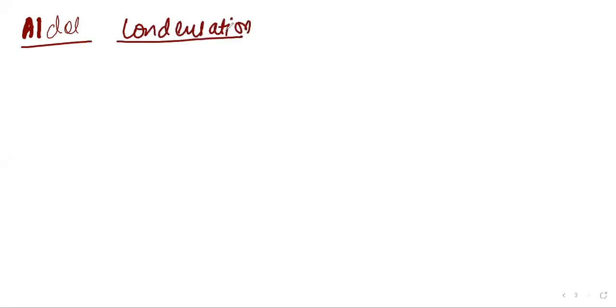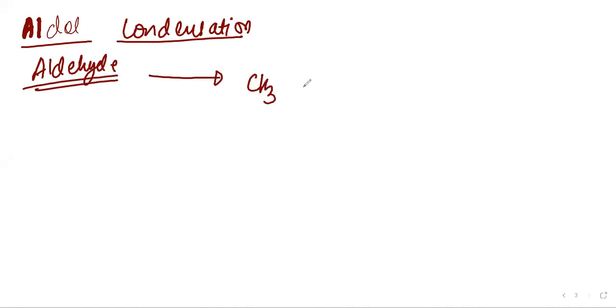So who does aldol condensation? Aldehyde. So I will take aldehyde. After the reduction, it is CH3, C double bond OH, right? So I will write 2 moles of aldehyde. So this is called self-aldol condensation.